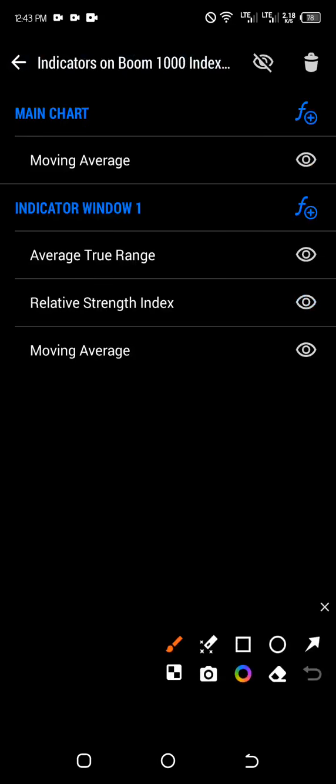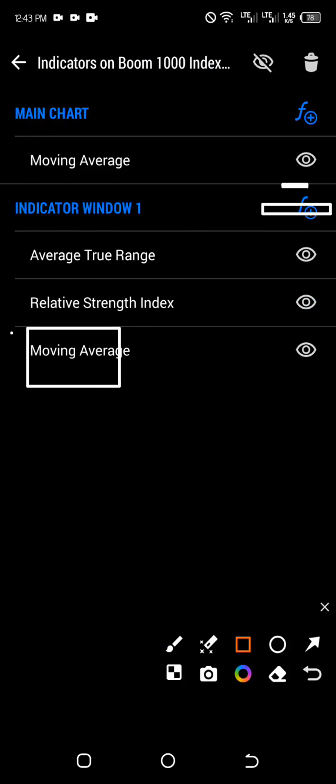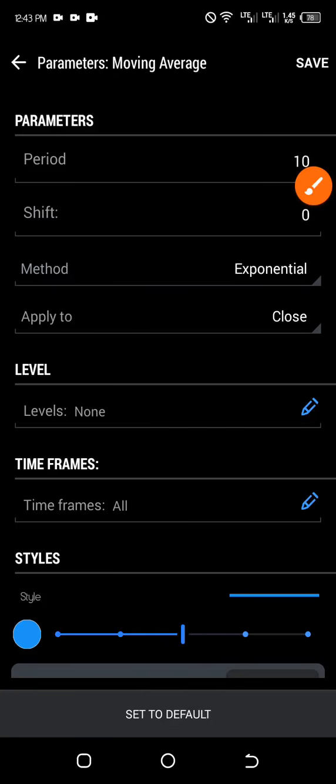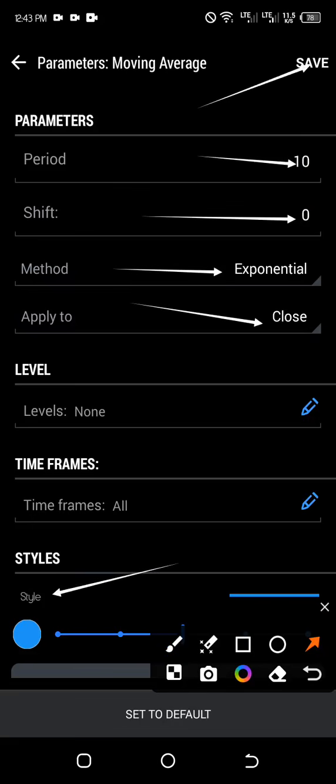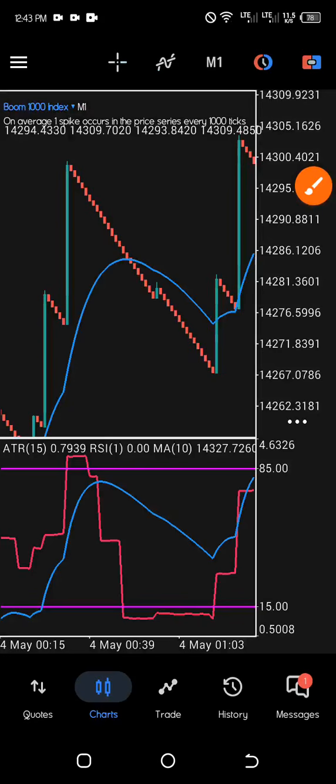Now for the last indicator, which is going to be the moving average. So how do we add this moving average? We click on this indicator with the F plus. We search for moving average and use these parameters. Now the period should be 10, shift to be 0, method should be exponential, apply to close, any color of choice and click on save. So that is all the settings you need for the strategy.